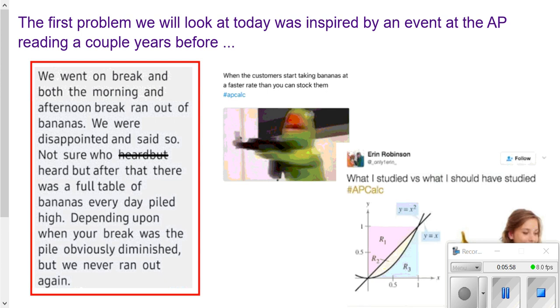Okay, so the first problem that we're going to look at today actually was inspired by a real event that happened at the AP reading. And this is the kind of stuff that I just really love knowing about. So one of my online friends was talking about this online a few weeks ago and mentioned something about the banana problem and that the banana problem was inspired by a real event. I was like, oh my gosh, tell me more.